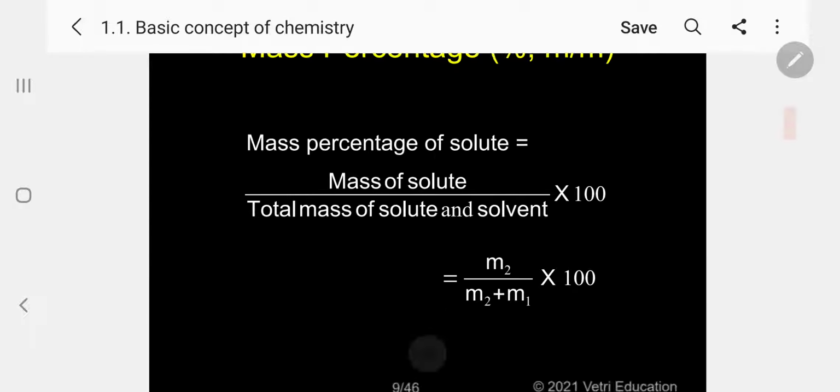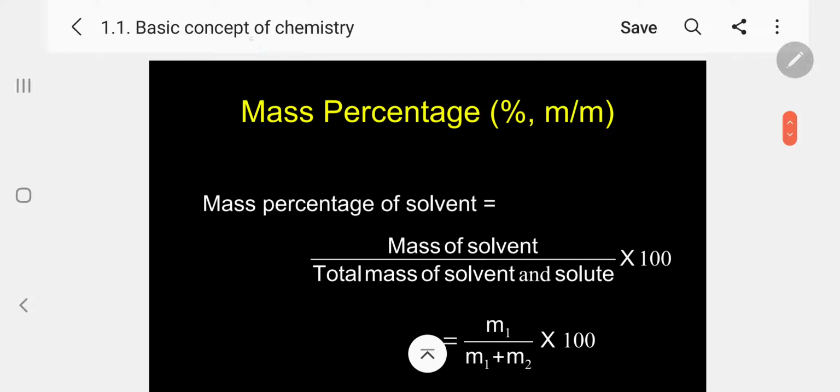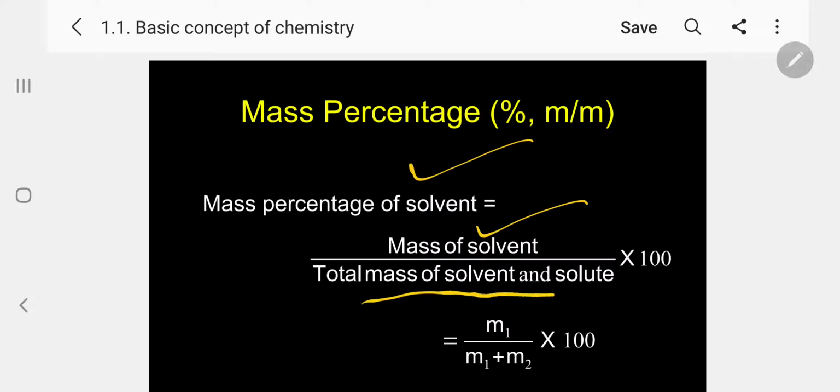In the same way, mass percentage of solvent is equal to mass of solvent divided by total mass of solvent and solute, the whole multiplied by 100. So the mathematical form is m1 divided by m1 plus m2, where m2 is solute. The whole multiplied by 100 will give the mass percentage of solvent. Please follow.